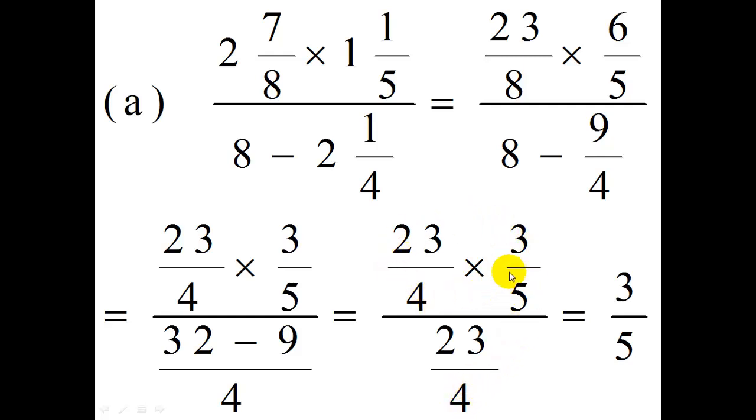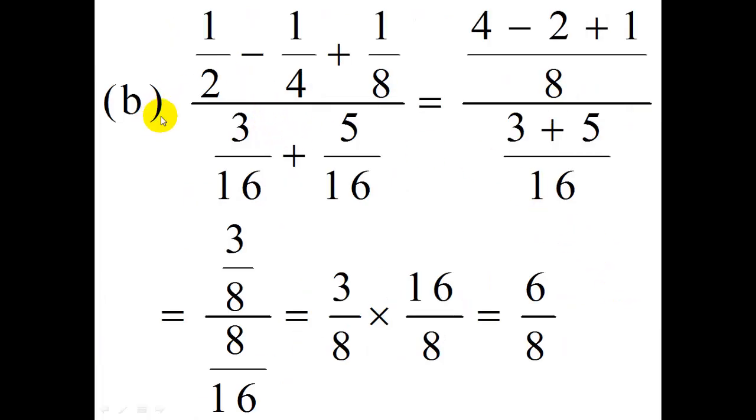Now when we look at the expression, we have 23 over 4 times 3 over 5, all divided by 23 over 4. So 23 over 4 will cross out the 23 over 4, and we are left with 3 over 5. That is, when 23 over 4 cancels 23 over 4, we are left with 3 over 5. And so the answer is 3 over 5.